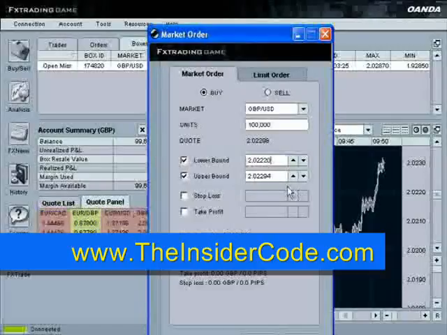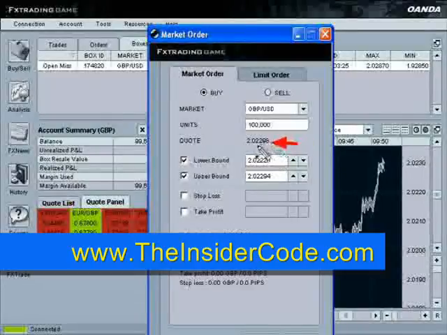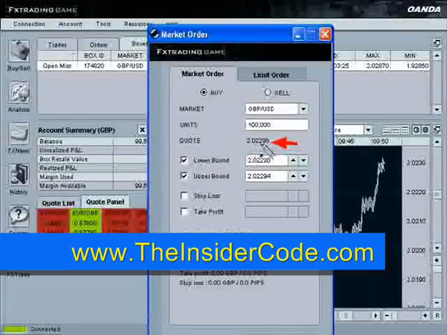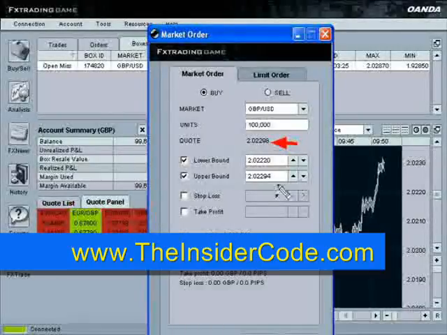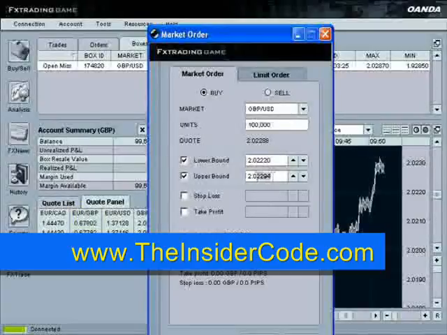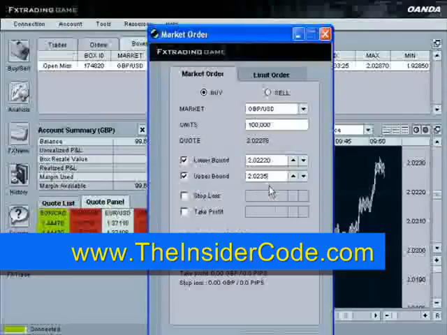Now the upper bound. If the market is trading at 230, actually this here is showing it's trading at 2029. Now you notice there's an extra digit here. That's because Oanda shaves their price a little bit finer than the normal broker. So this is trading at 229. If I want my upper bound to not be any more than, let's say 235, then I want to enter that here.